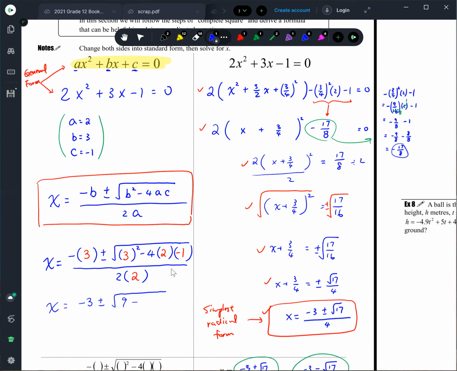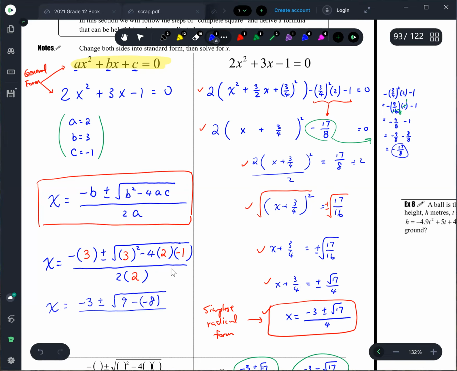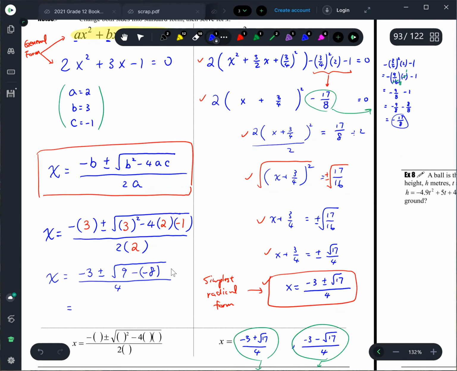All right, and then inside the square root, we have 4 times 2 times -1. 4 times 2 is 8. 8 times -1 is -8, right? So it'll be -8 over 2 times 2 is 4, right? Now continue. -3 plus minus square root of 9 minus -8, that's 17, right? Over 4.